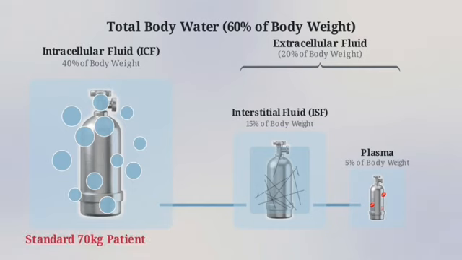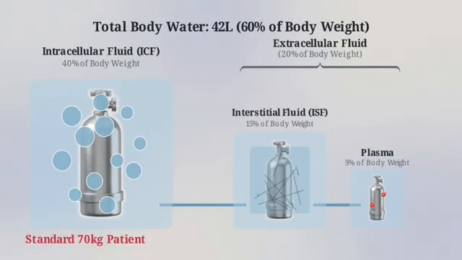We can calculate this exact volume. For a 70-kilogram patient, 60% weight is 42 liters total water, 28 liters inside cells, 10.5 in the interstitium, and exactly 3.5 liters of circulating plasma.